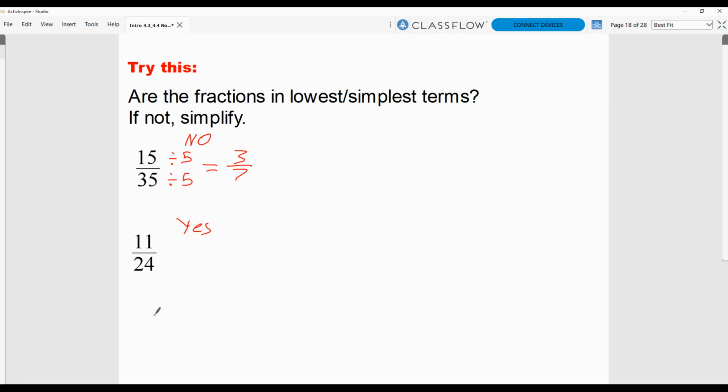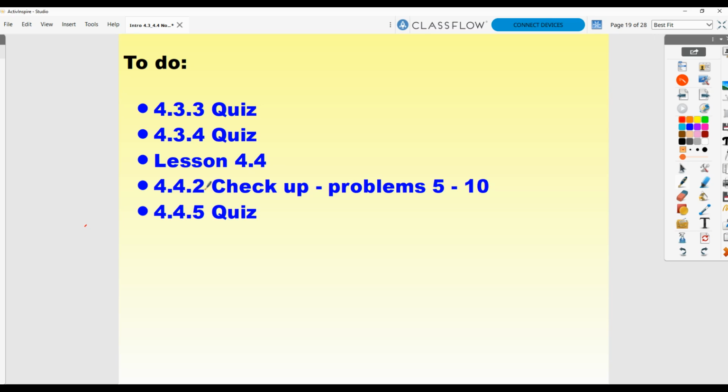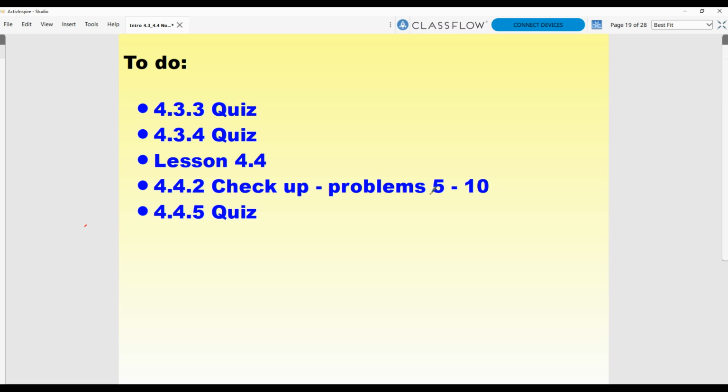All right, I hope those two problems worked out for you. Make any fixes if you need to fix those. And let's talk about what it is that you have to do today. So we just got done with lesson 4.4. I'm going to have you do the checkup, and I'm only going to have you do these problems here, 5 through 10. That's all you got to do.